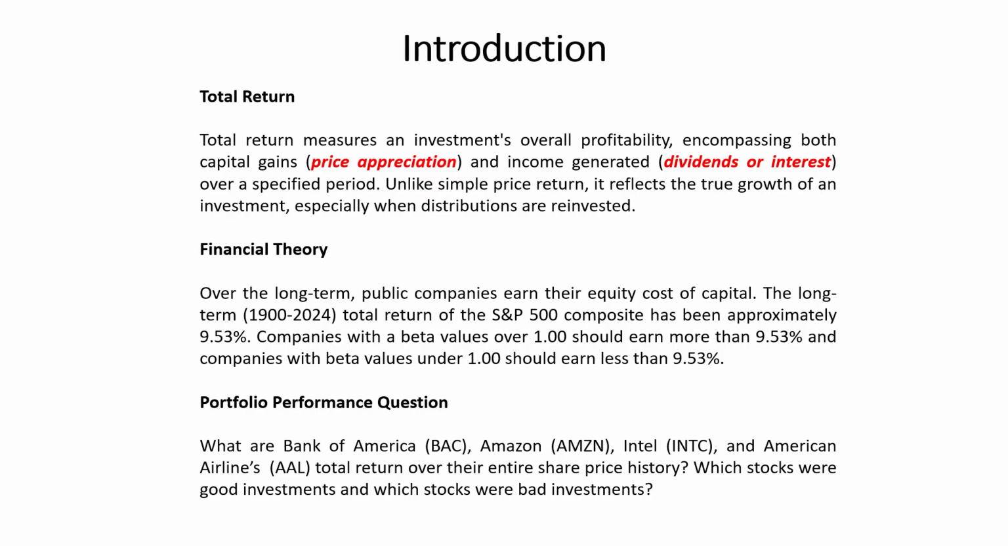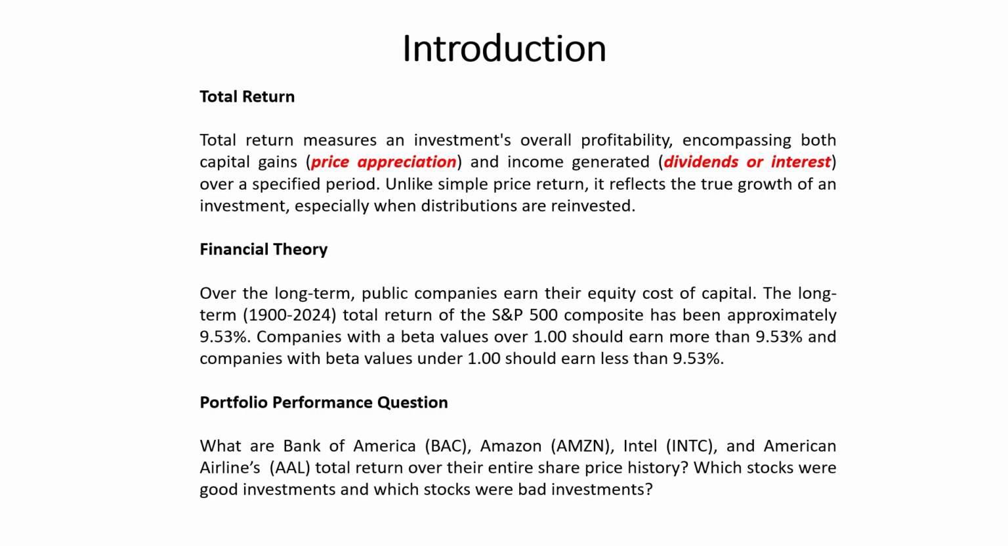So a stock with a beta over one should earn over the market rate of total return, and the total return on the S&P 500 composite over more than a 100-year period has been around 9.53%. So a stock that has a beta over one should earn more than 9.53%, and a stock that has a beta less than one should earn less than 9.53%.